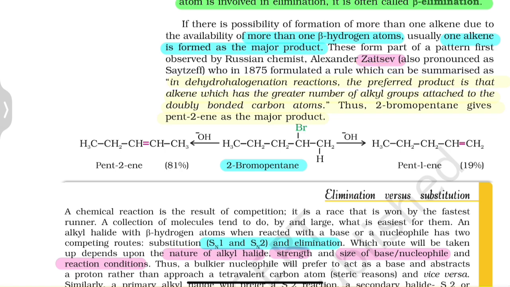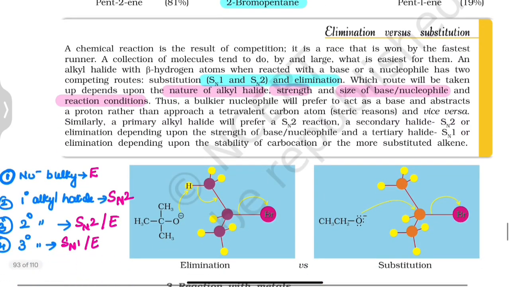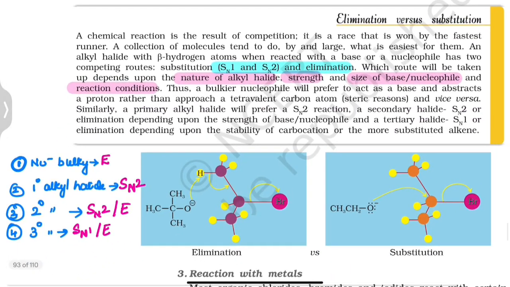This reaction is also called dehydrohalogenation. Dehydro means we are removing hydrogen as well as halogen. Therefore it is called dehydrohalogenation reaction. Now we have seen substitution reaction. So haloalkanes can undergo substitution reaction as well as elimination reaction.